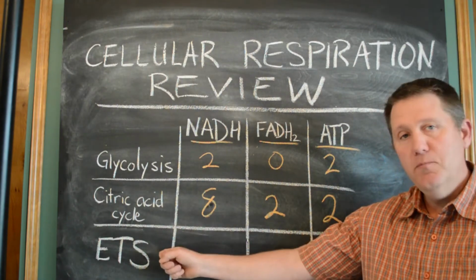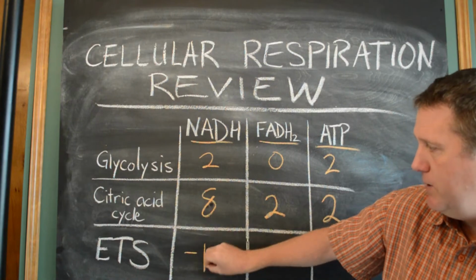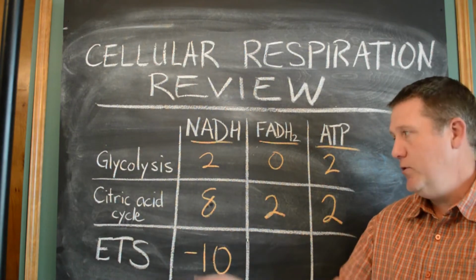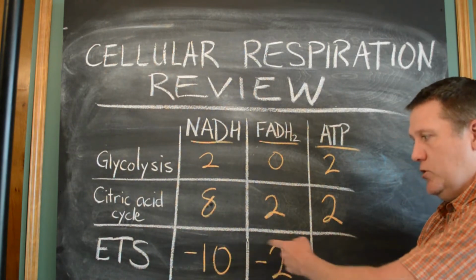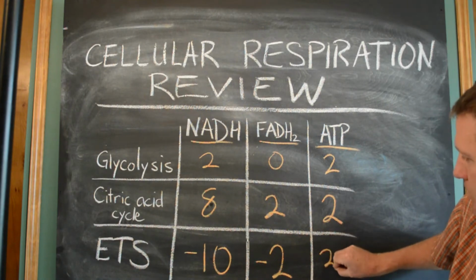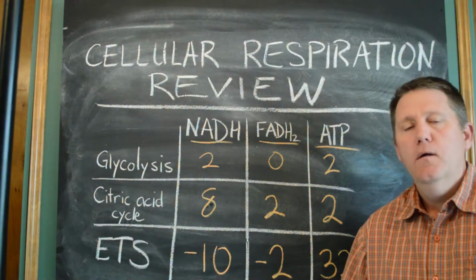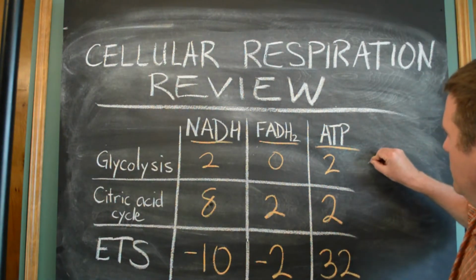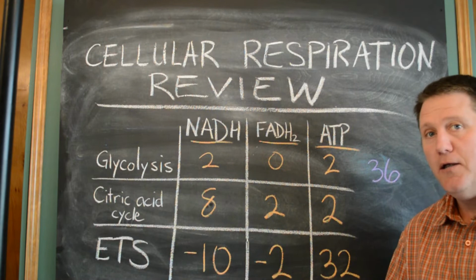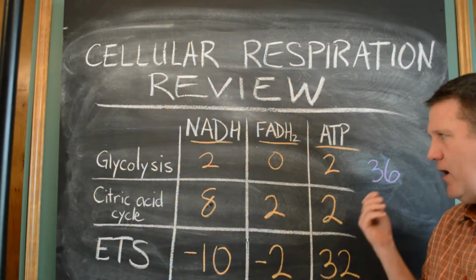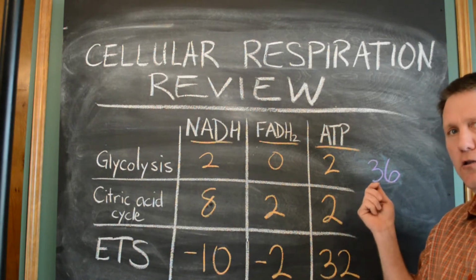We know the electron transport system is the big payoff, and so that used all of these guys, so we're at basically negative 10, right? We used all 10 NADH, we used all 2 FADH2s, and we used that energy to produce somewhere in the ballpark of 32 ATPs. So altogether, that gives us a total yield of 36 ATPs. Not too bad. This is just kind of a theoretical, calculated yield. A lot of times there's other stuff that happens, and so usually it's going to be lower than this.